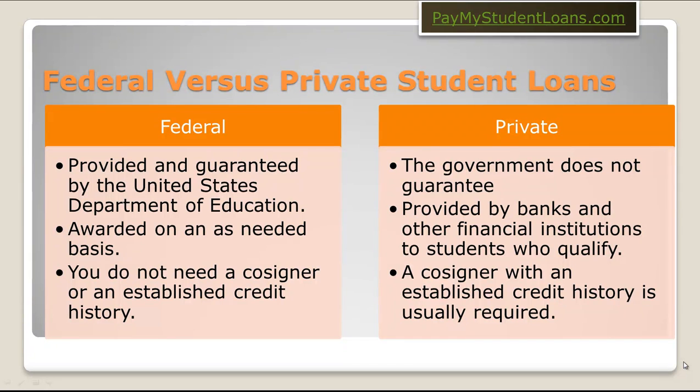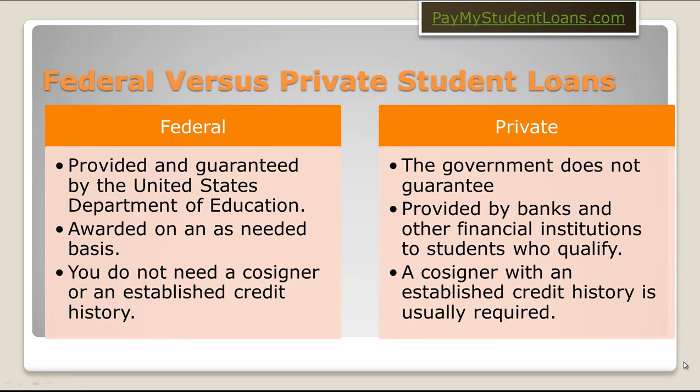Typically, as a rule of thumb, if you require funding, it makes sense to get federal funding first and then top up with private funding as required. Private funding will typically have a higher interest rate than federal, and so federal is typically your best bet to start with in terms of getting loans.